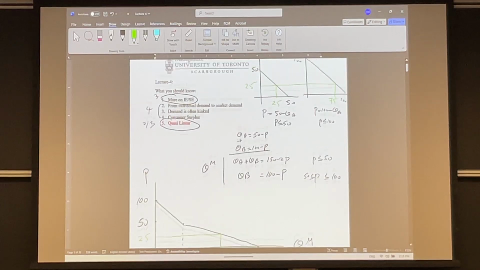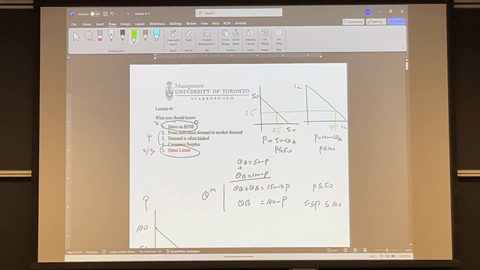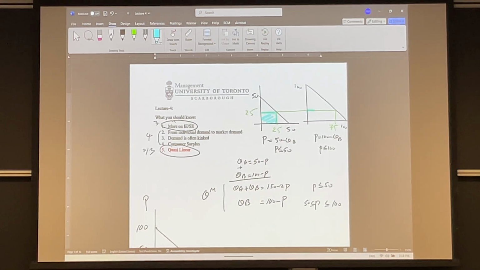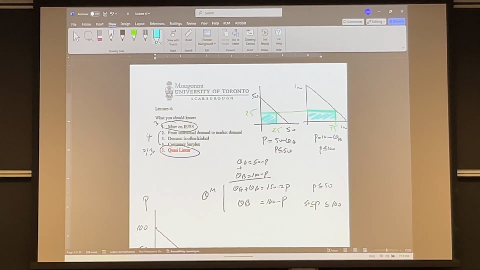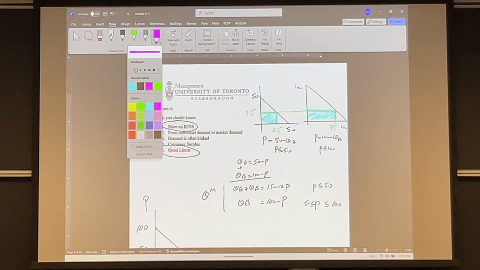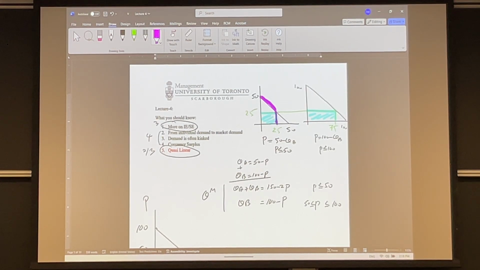Anyway, consumer number one pays 25, buys 25. That's the cost of purchase for him. That's how much he pays. Consumer number two pays 25, buys 75. That's the cost for him. Make sense?